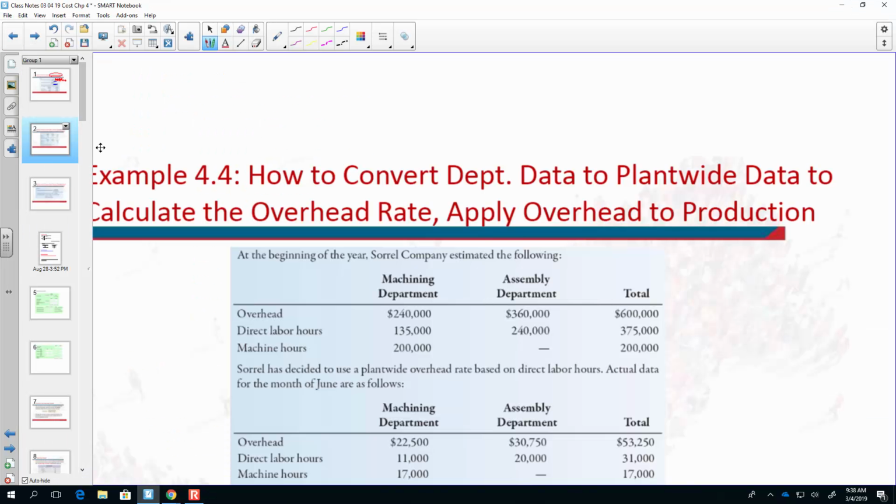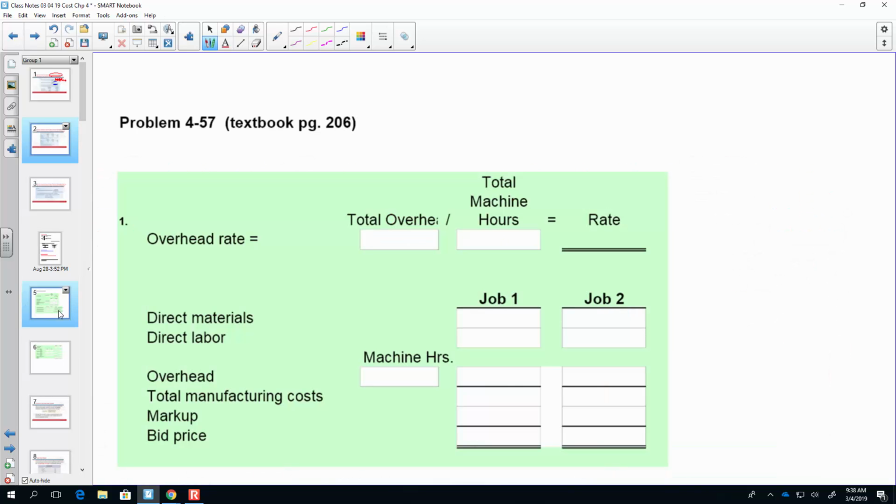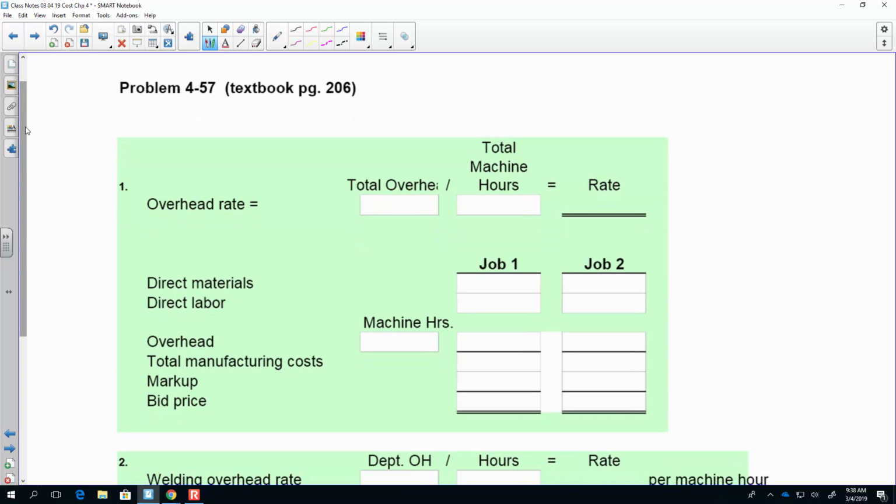Okay, so let's try, and I'm going to pick one here. Problem 57. This is in your book, page 206. We're going to complete a job order cost sheet. Remember, these are WIP. We're organizing our cost by job. So we're going to accumulate our cost dollars by job in the hopes that once the job is done, we're able to bill it out at an appropriate markup on cost. So can everyone find this? Page number 4 of your packet.